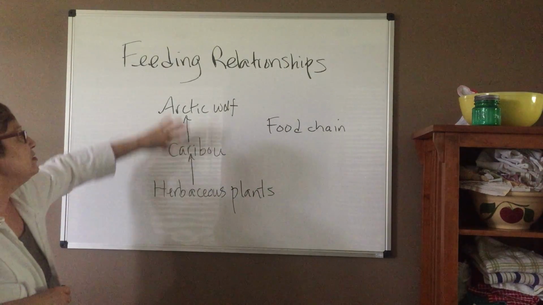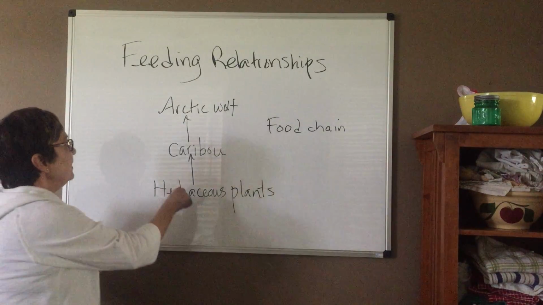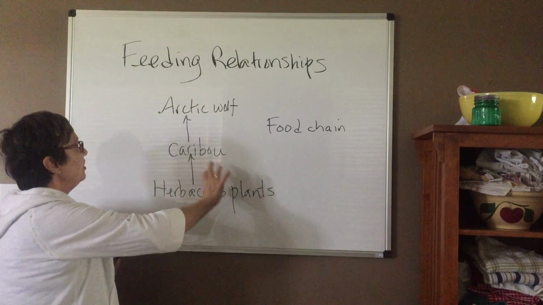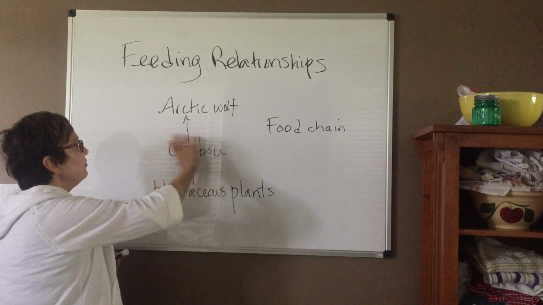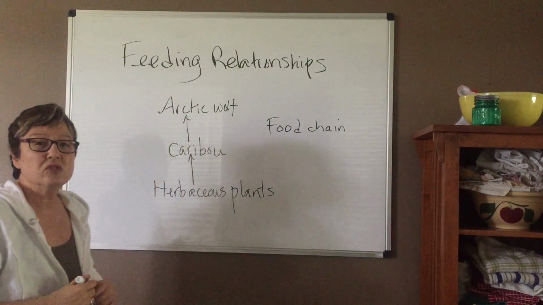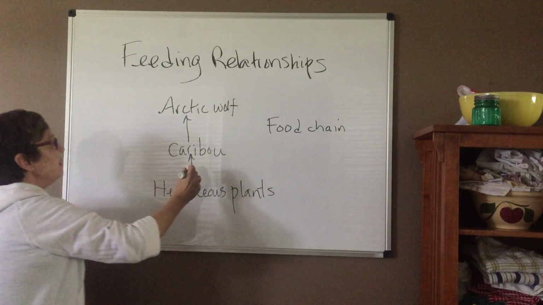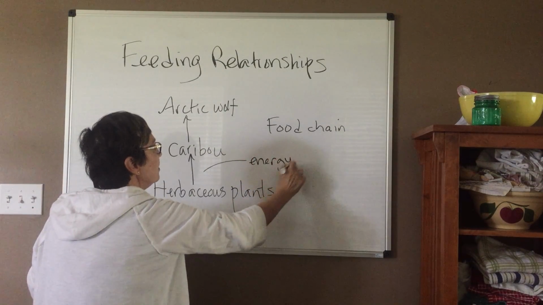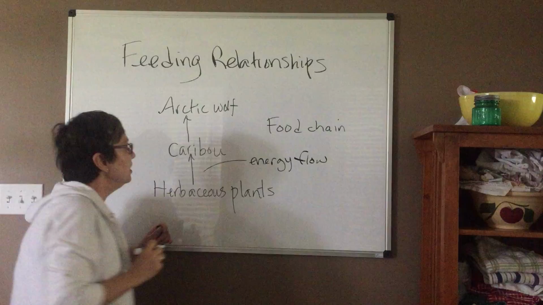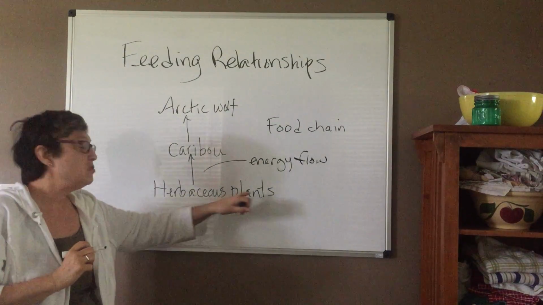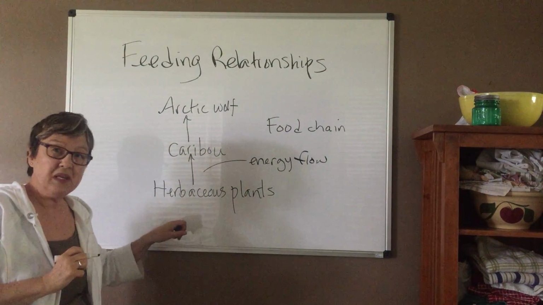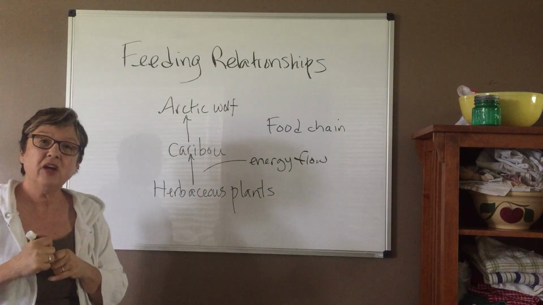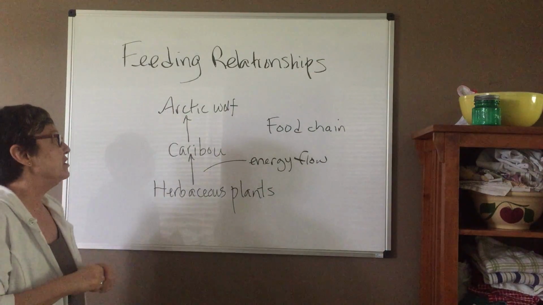And so in this feeding relationship, notice that the arrows are actually going from the producers to first consumers and secondary consumers. The arrow is indicating the energy flow. Because the caribou certainly extracts energy from herbaceous plants, and the wolf, of course, extracts energy from the caribou. So that's really the flow of energy.